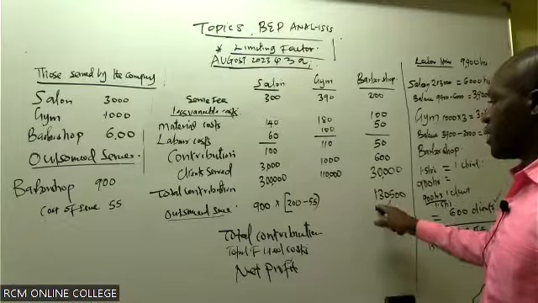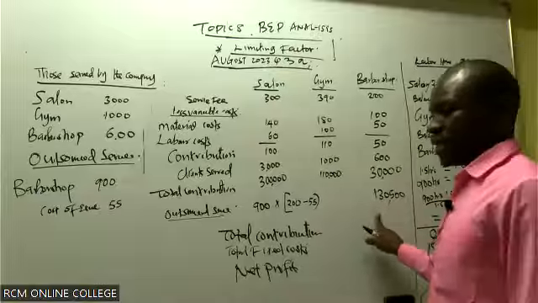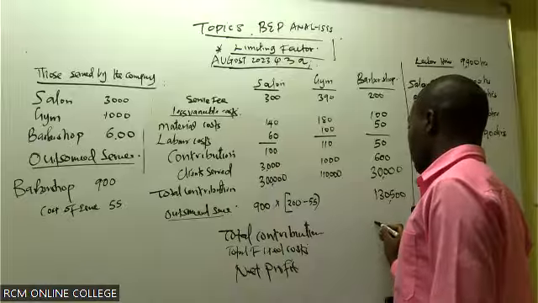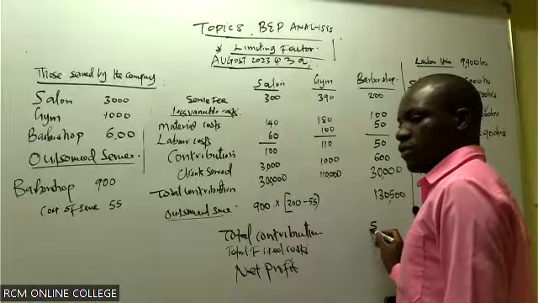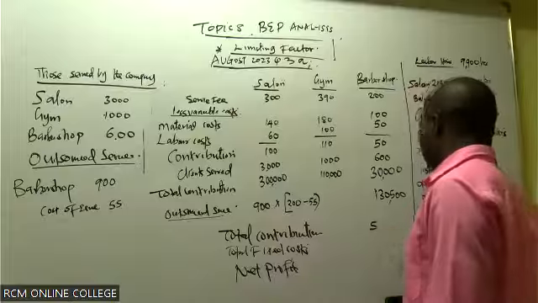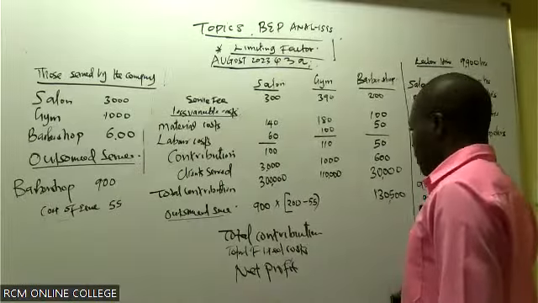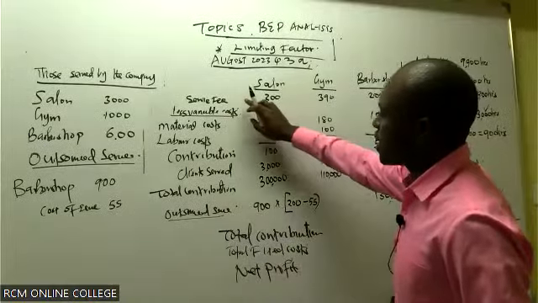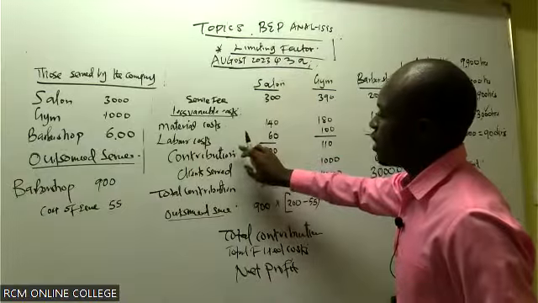Confirm 570,500. Is it correct? Confirm that, then you put it down here now. Haya, mtu ashapotea. Tunasema your total contribution. How do we get contribution? Contribution was service fee minus total variable cost.